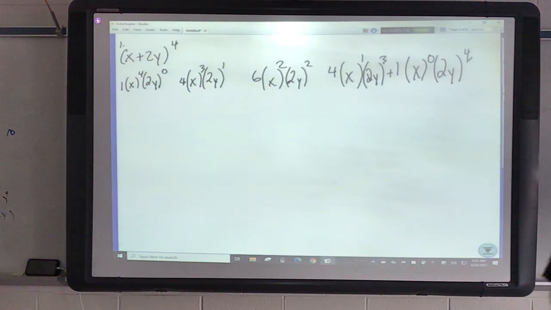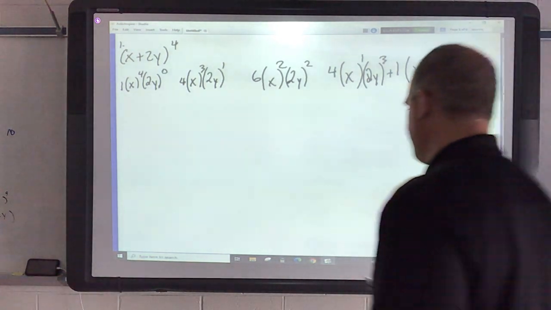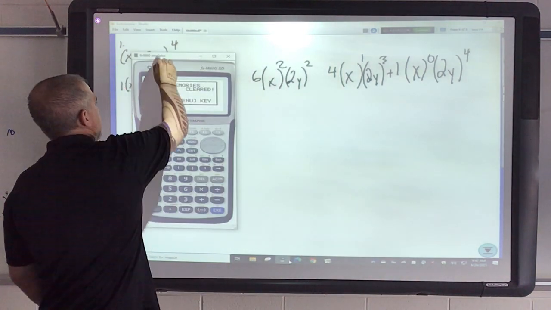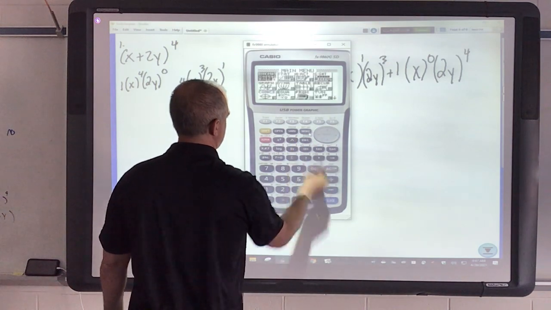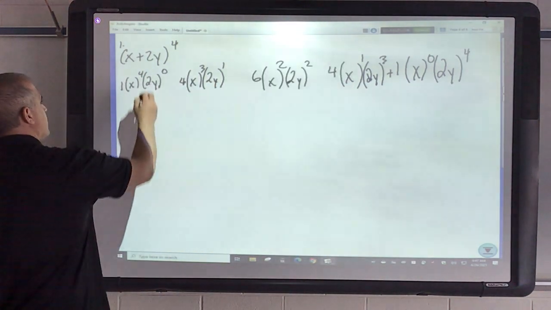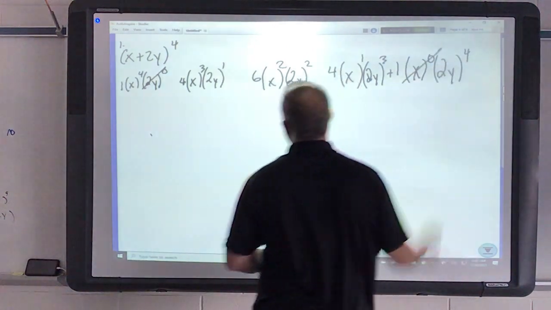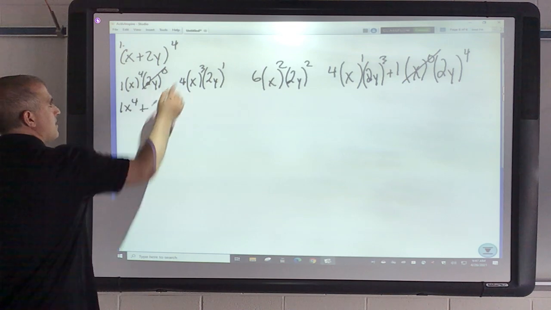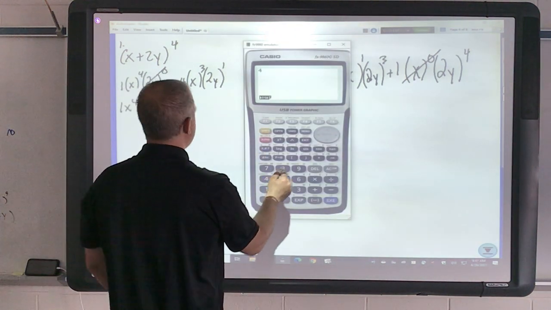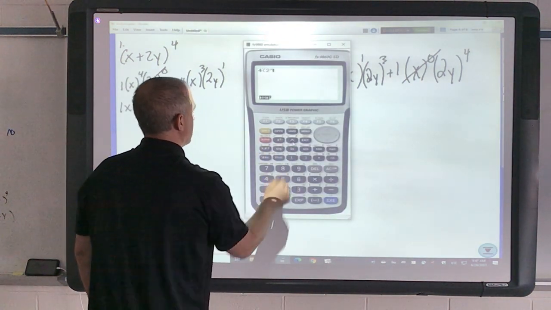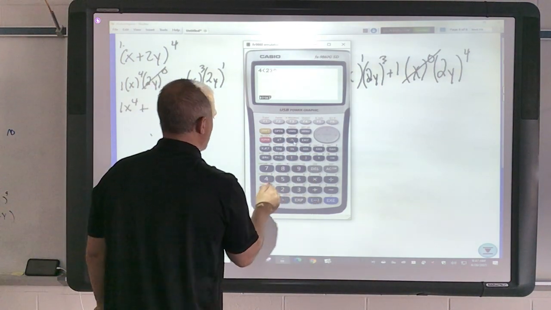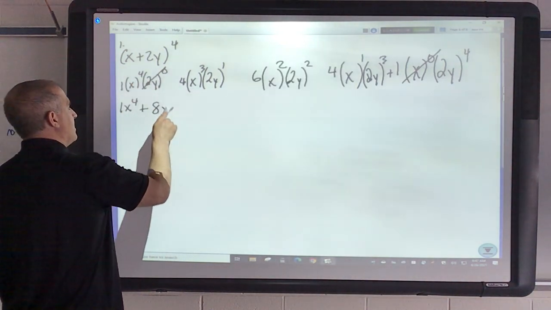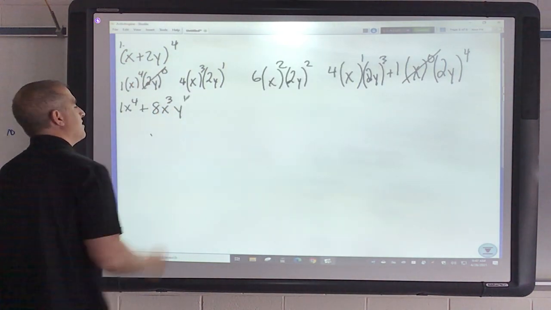Now, from a number standpoint, first of all, the zeros don't matter. So this is pretty easy. This first one will be 1x to the 4th. Not a problem there. From the number standpoint, I want to put them into the calculator just like I see them. I didn't have to worry about this one because it didn't have a number in there. So this actually would be 8. So 8x cubed y to the 1st.